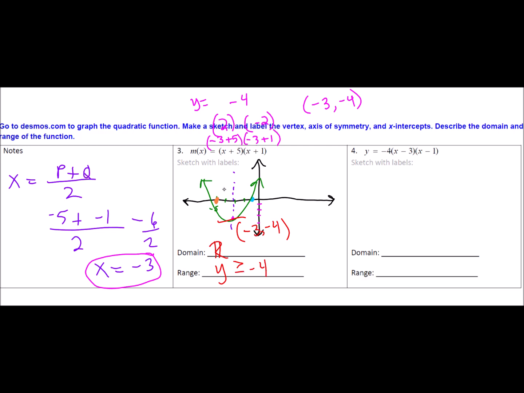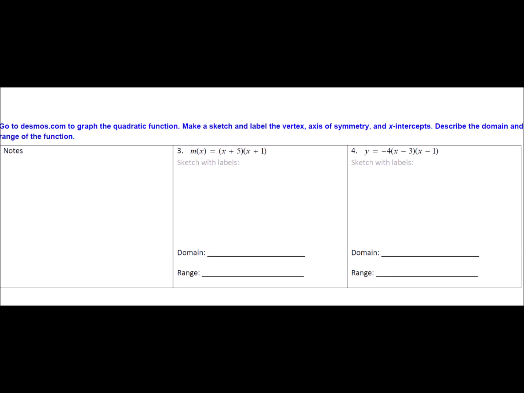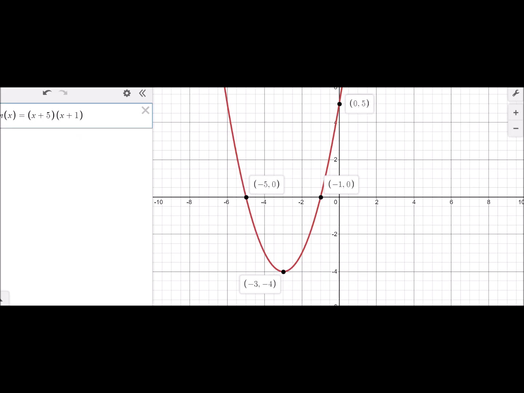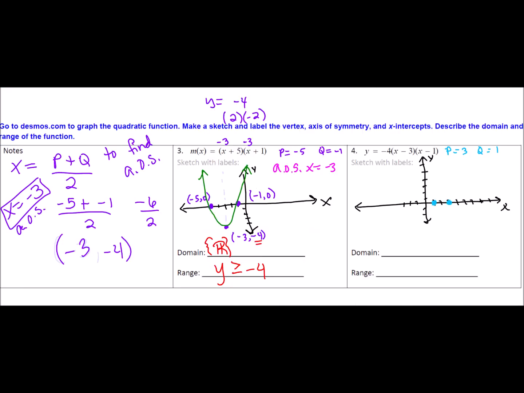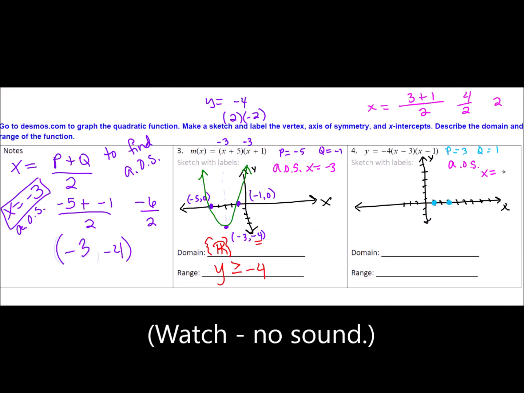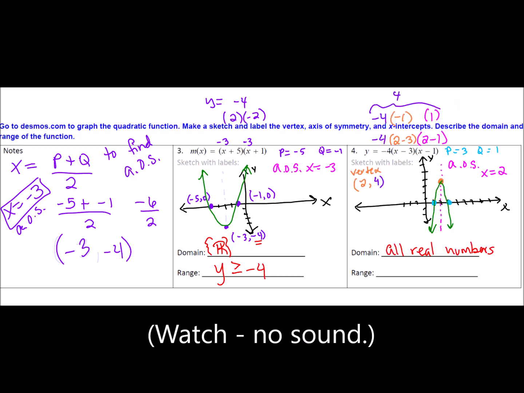And I should have labeled my little points over here. This was at -5, 0 for one of my zeros. And the other one is -1, 0. Which is what we have here. The only thing we didn't include was the y-intercept, but other than that, we match pretty well. So, how'd you do?